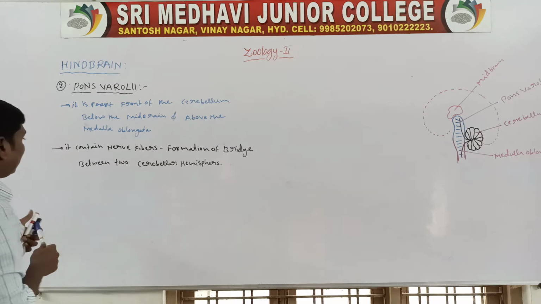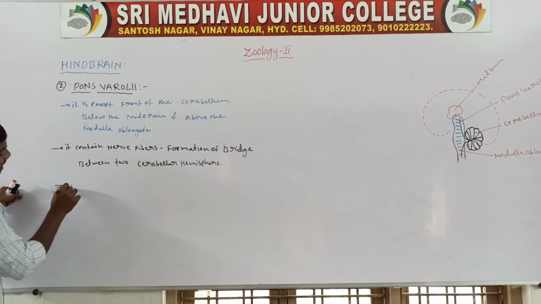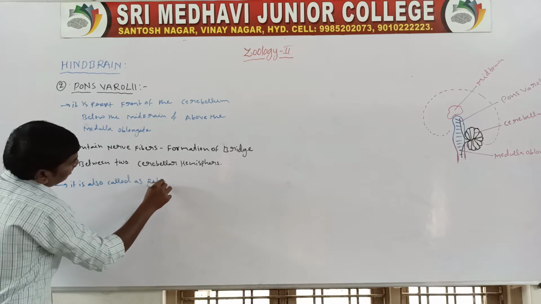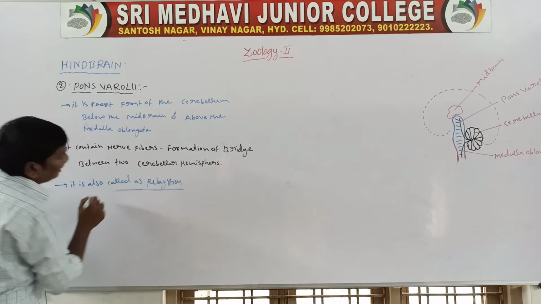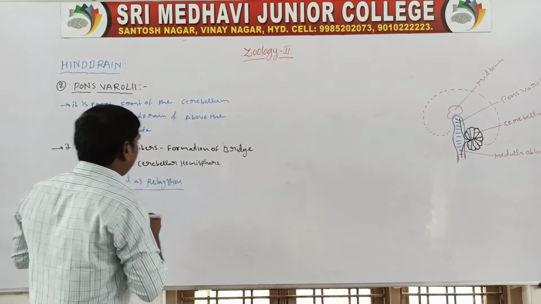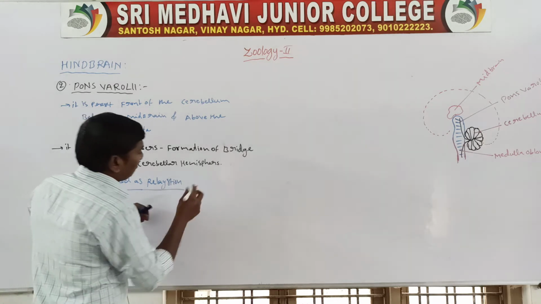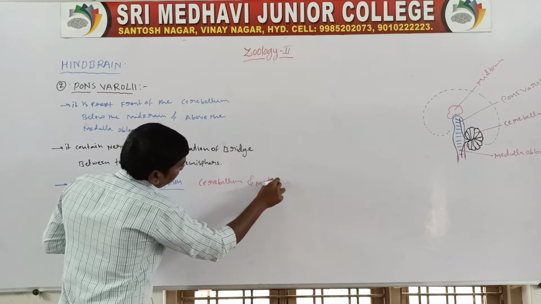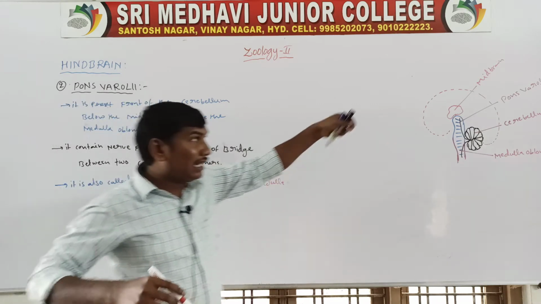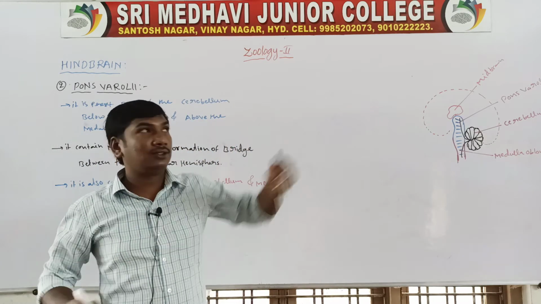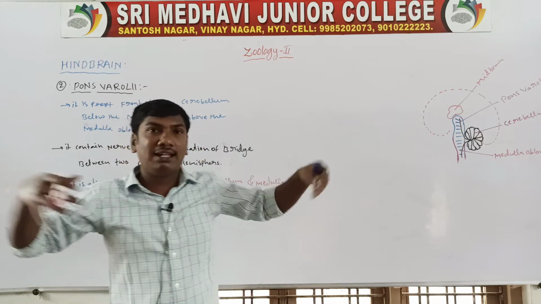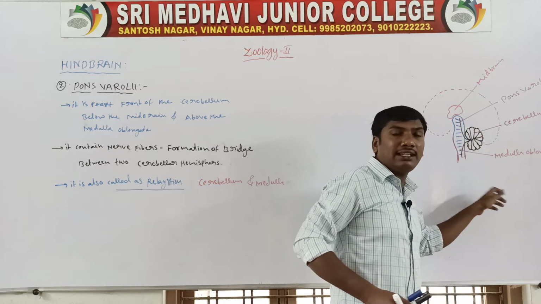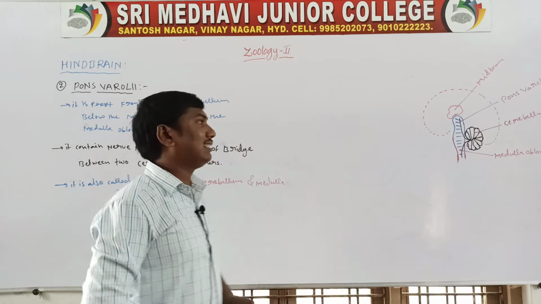It is also called a relay station between the cerebellum and medulla. Relay station means they receive the impulse and send the impulse. So the pons varoli receives from the cerebellum and sends to the medulla oblongata. So they are called a relay station.